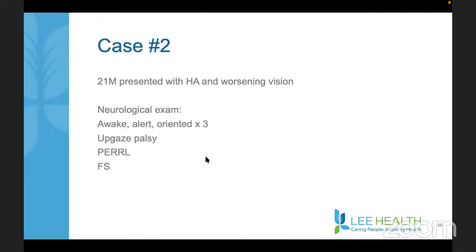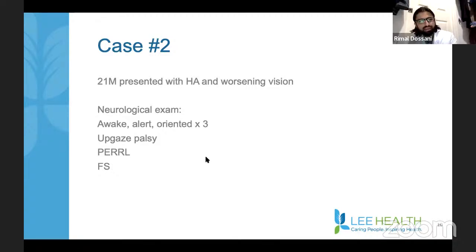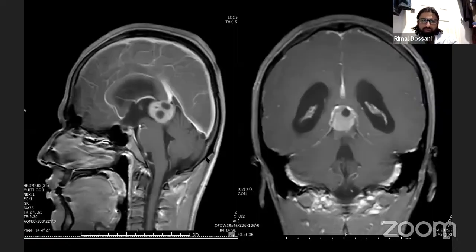In the interest of time, I'm going to go ahead and present my second case here. This is another classical neurosurgical case with a classical diagnosis. It's a young patient, 21-year-old, presented with headaches and worsening vision. On neurological exam, he was awake and alert. He had an upgaze palsy, but otherwise, he had no other cranial nerve deficits. His pupils were reactive. This is his MRI in the sagittal and coronal plane, demonstrating hydrocephalus, enlarged ventricle size.